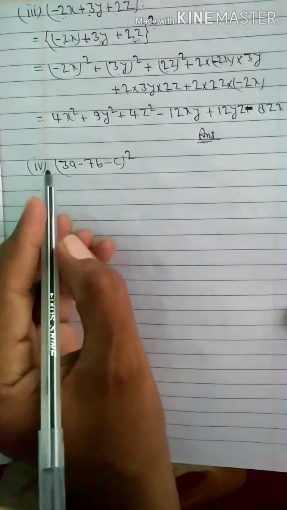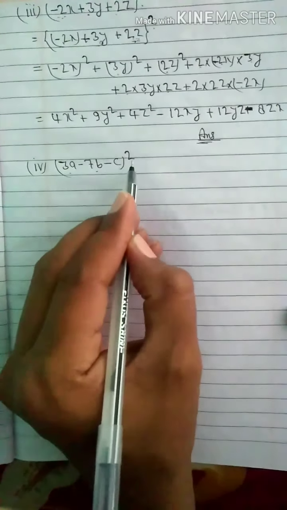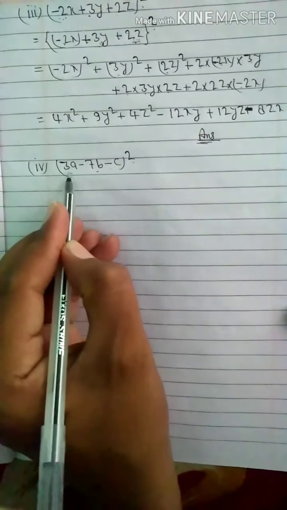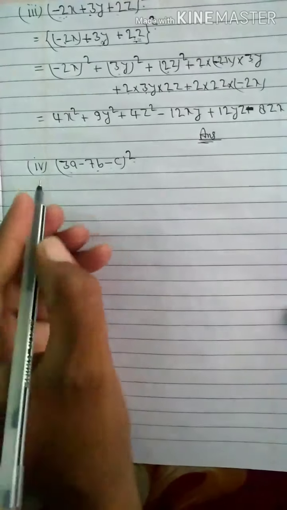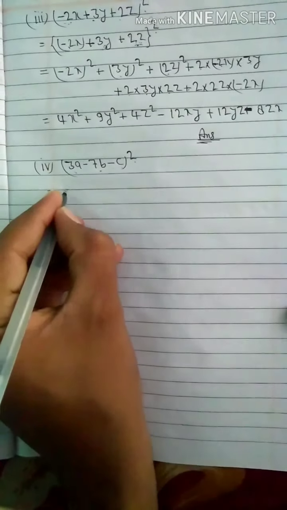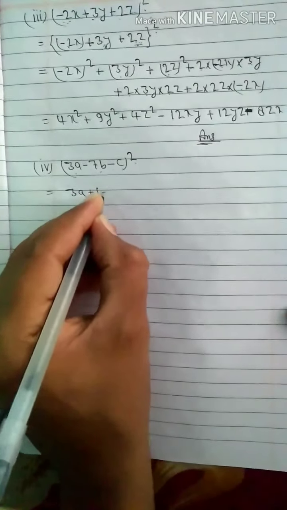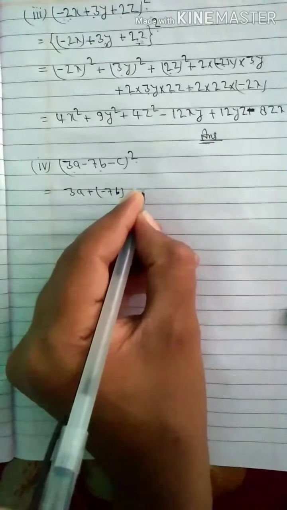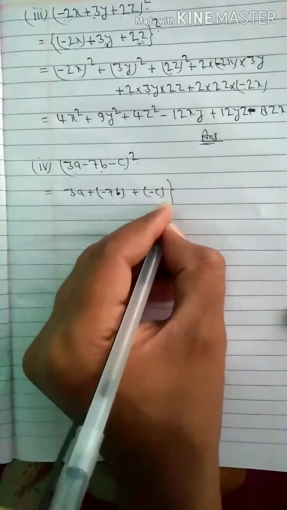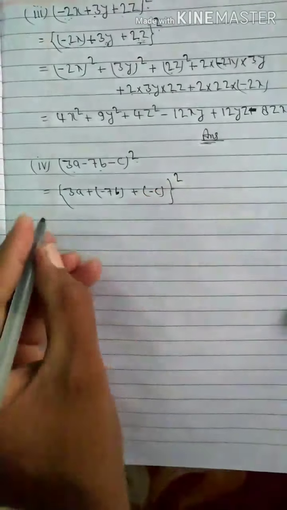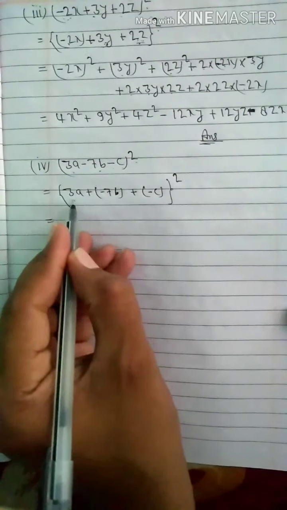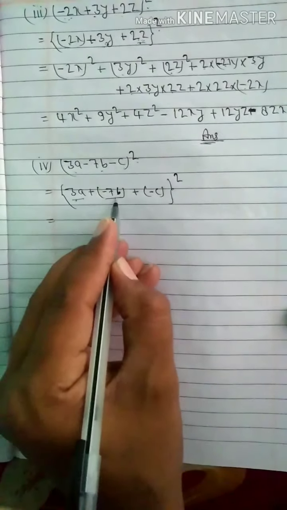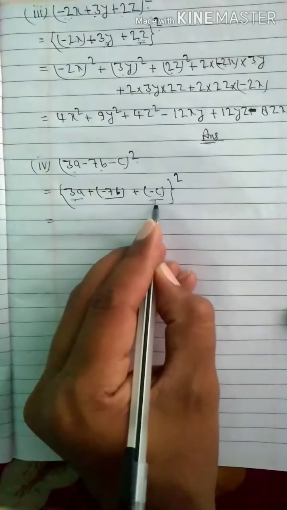See the fourth part, (3a − 7b − c) whole to the power 2. Again here we will express it in terms of (a + b + c) whole to the power 2. So now convert it: we can write (3a + (−7b) + (−c)) whole to the power 2. And now see, this is in the form of (a + b + c) whole to the power 2, a equal to 3a, b equal to −7b and c equal to −c.